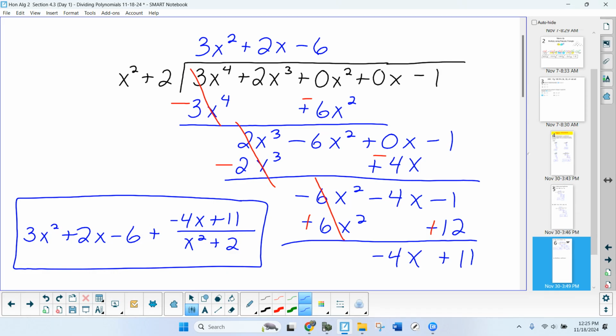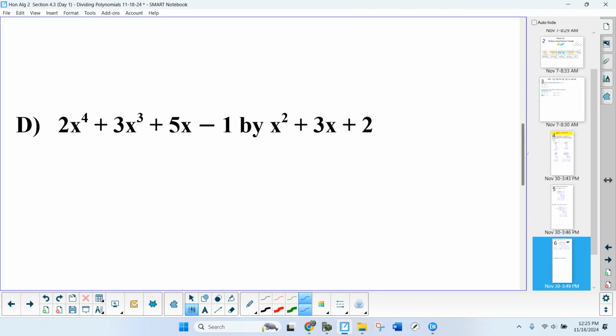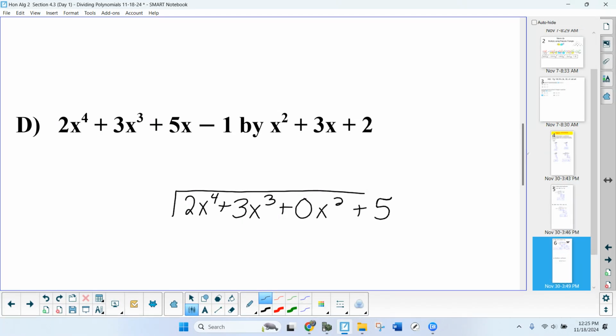Okay. On the next one, I'm just going to get you started. We don't have to go through finishing all of this, but I'm dividing 2x to the 4th plus 3x to the 3rd plus 0x squared plus 5x minus 1, and I'm dividing that by x squared plus 3x plus 2. Even though I have a trinomial on the outside, you do it exactly the same.